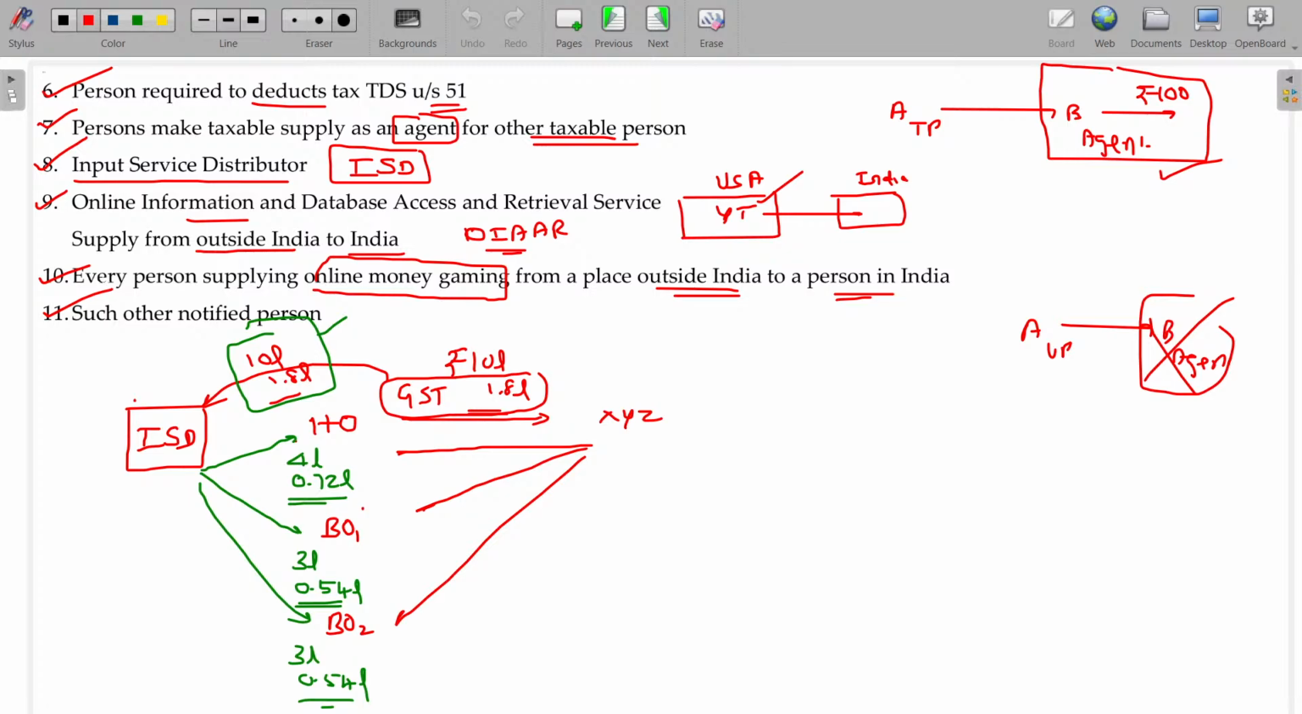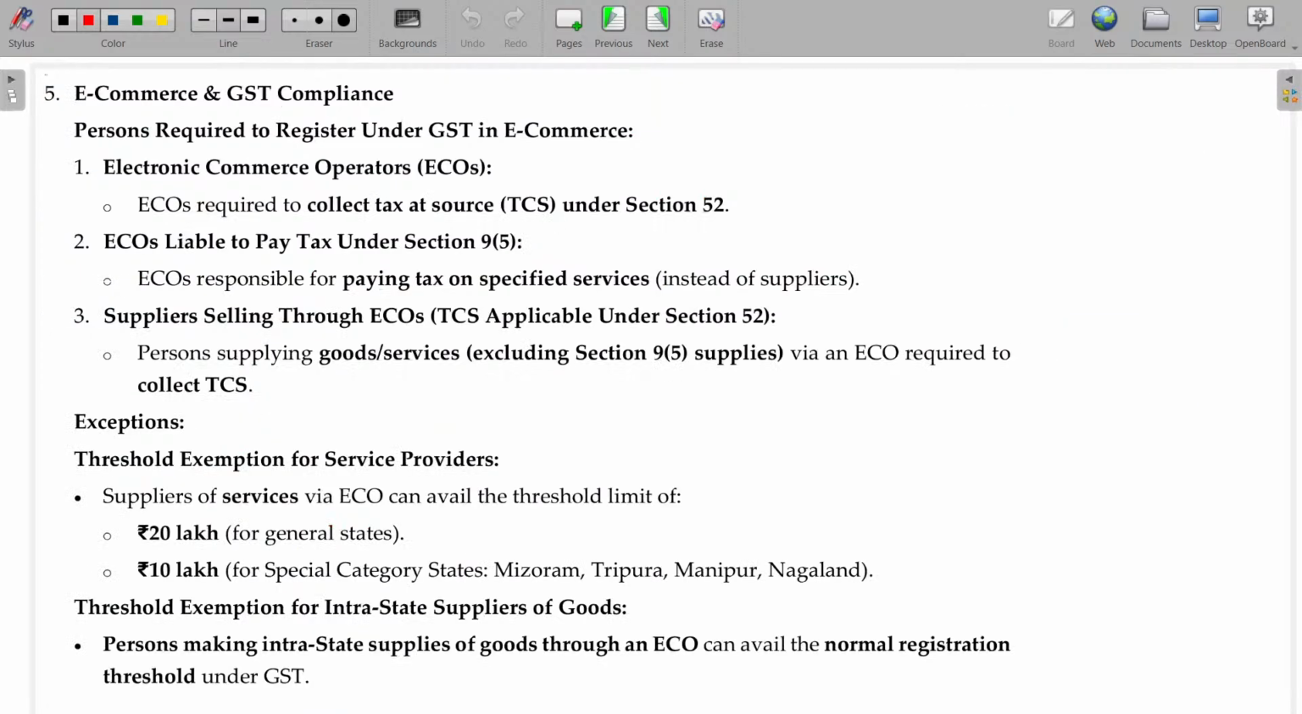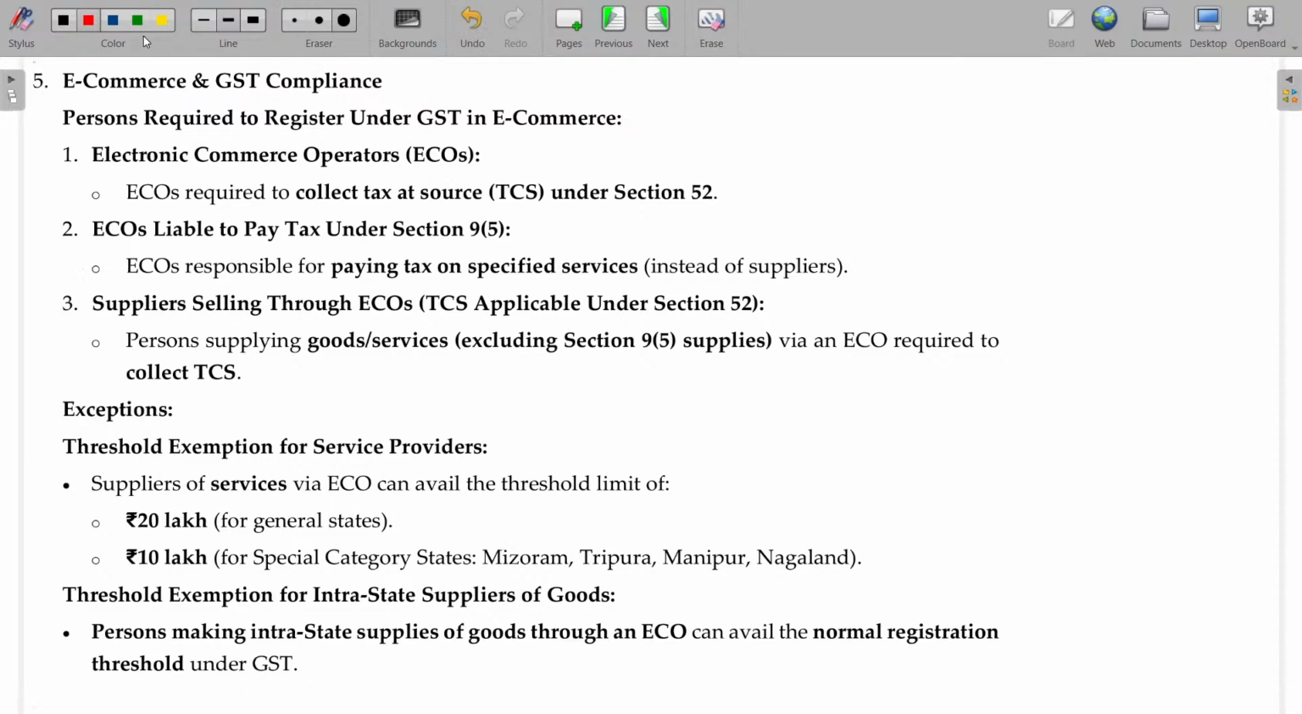And if I am the agent of a taxable person, I have to register. And if I am an ISD, I have to register. OIDAR and online money gaming services from outside India to India, I also have to go for registration. And in case of an e-commerce operator, okay. So GST compliances also we have studied.